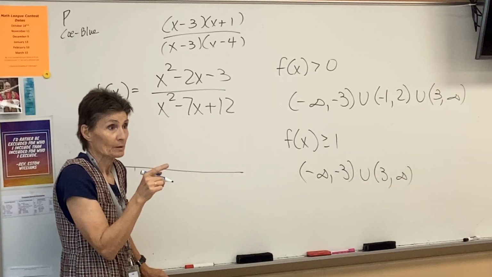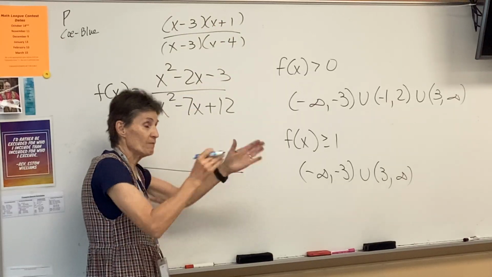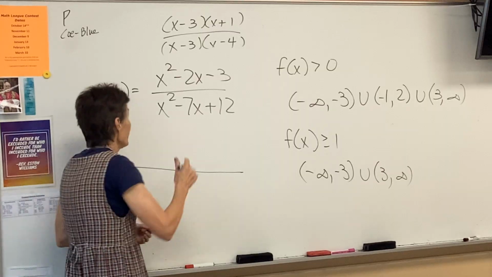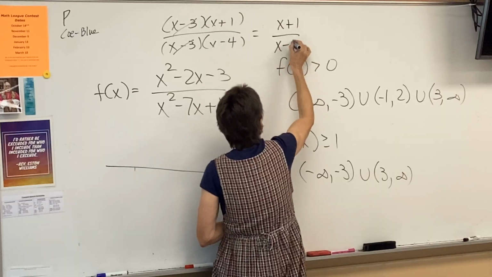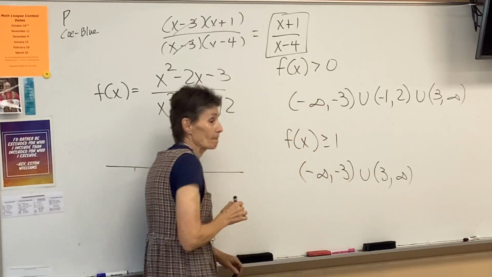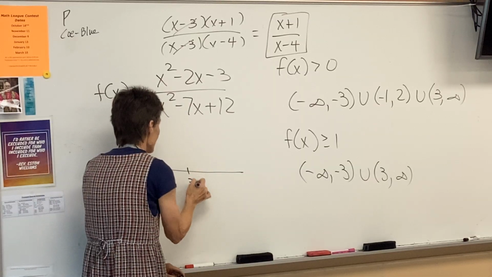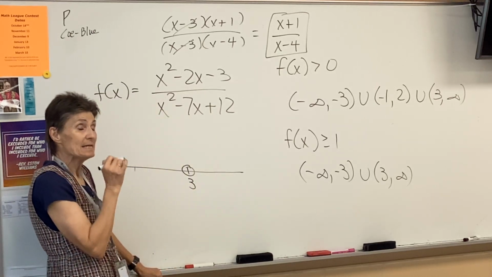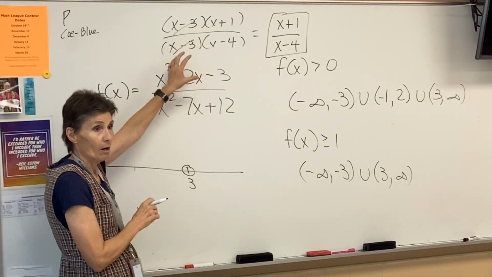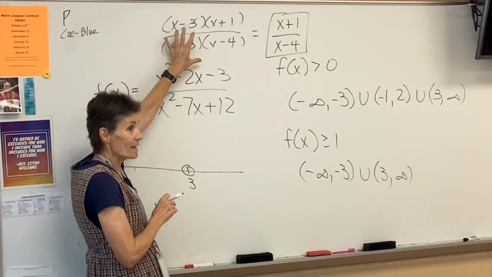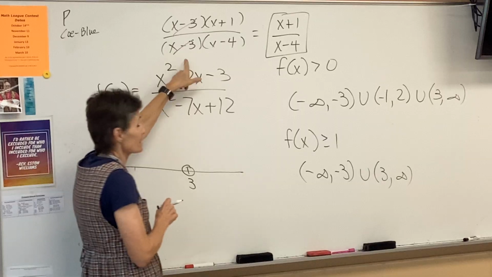Remember yesterday, all of these points were important points, and we put them on the number line. And then we figured out where we shaded and all that stuff. Well, these cancel. So our problem is really just this. But when I solve it, I still must include a dot at 3. Because even though that's what we call a removable discontinuity, or a hole, and it's canceled from the problem, that 3 is still significant.